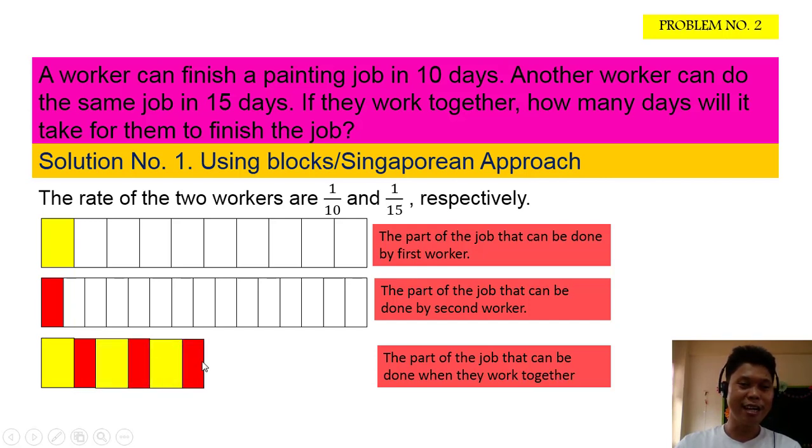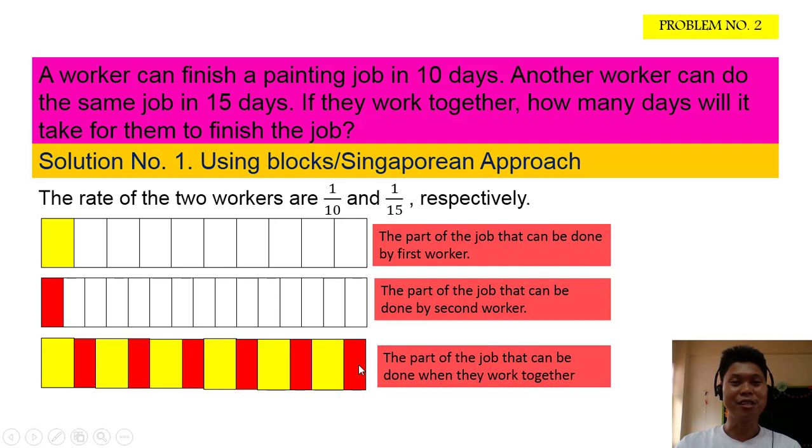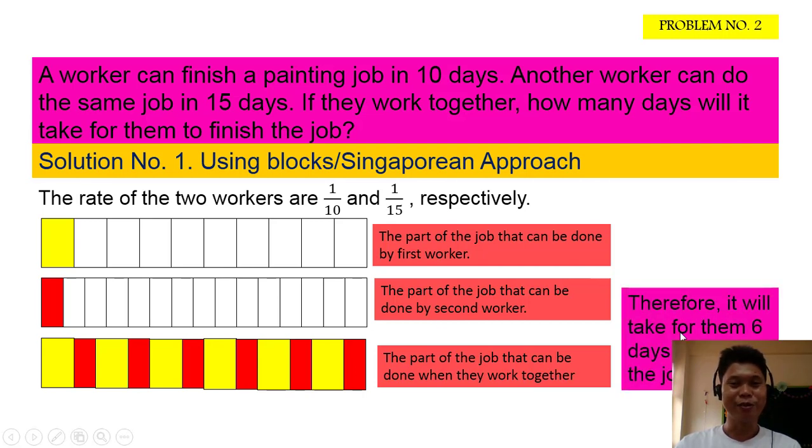Third day, ayan. Fourth day, fifth day, and sixth day. Therefore, after 6 days, tapos na yung trabaho. So, ayan. It will take for them 6 days to finish the job. Okay? So, napakadali lang gawin using Singaporean approach. Pero kailangan, saktong-sakto talaga yung mga fractions na ilalagay mo para accurate yung ating illustration.